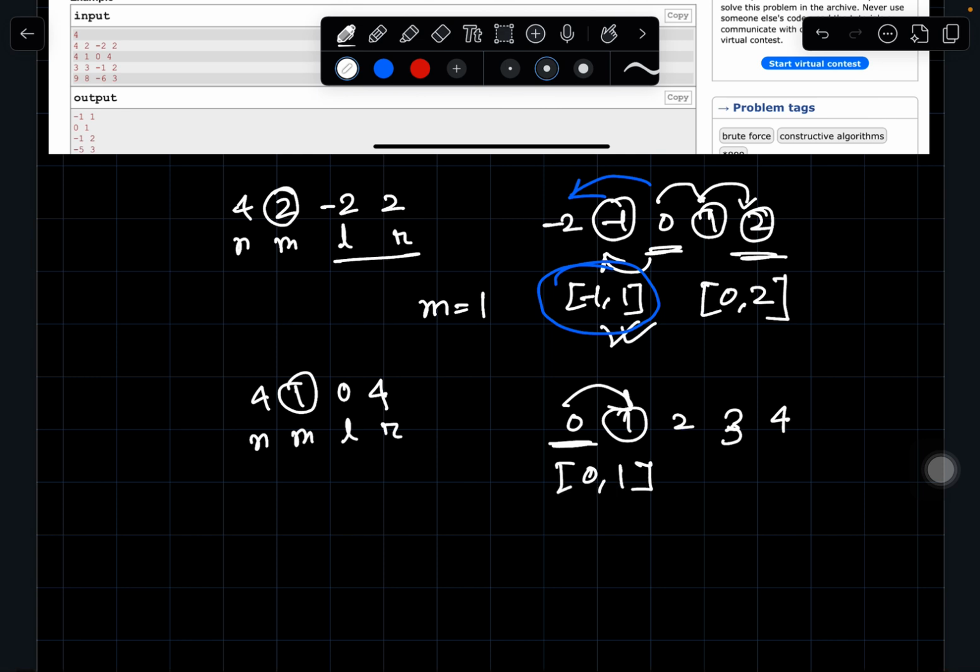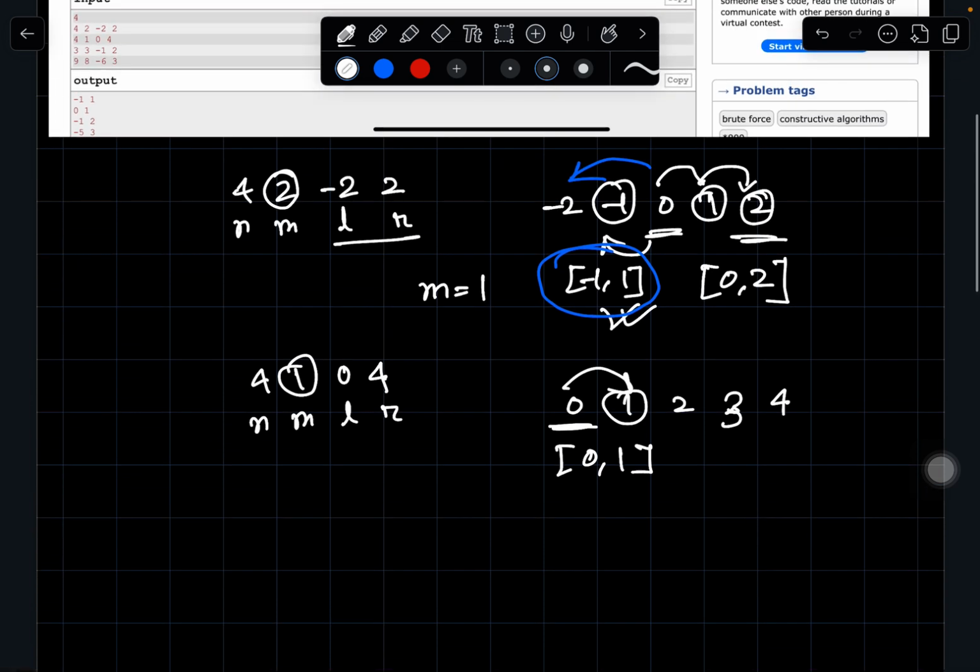So let's check another example. 3, 3, or the last one actually, 98, -6, 3.